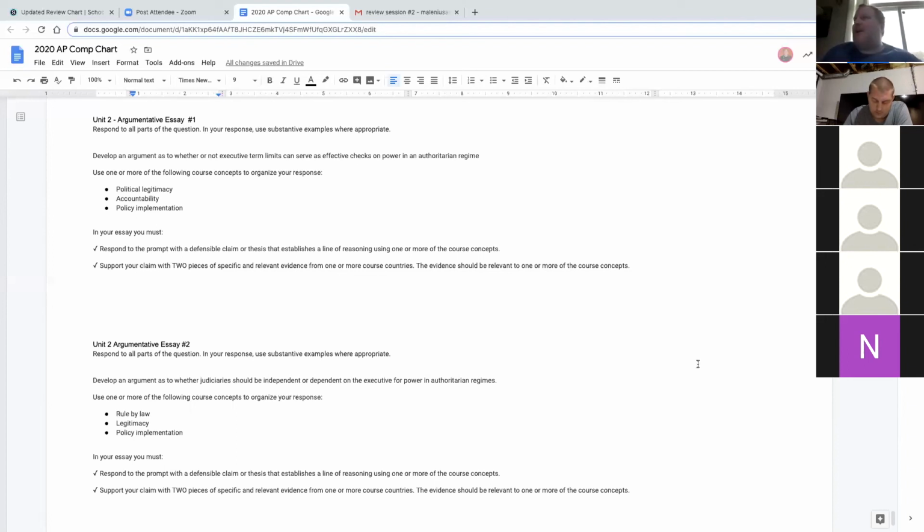Let's take a look at argumentative essay number 1. Develop an argument as to whether or not executive term limits can serve as an effective check on the power in authoritarian regimes. And then you have to use one or more of the following course concepts: legitimacy, accountability, or policy implementation. Okay? So you write a thesis, right? A claim. Don't get wishy-washy.